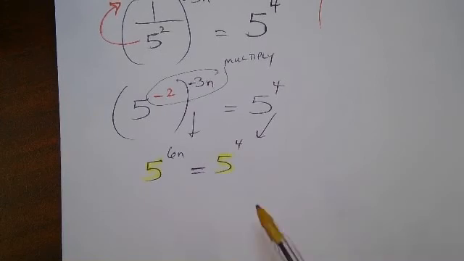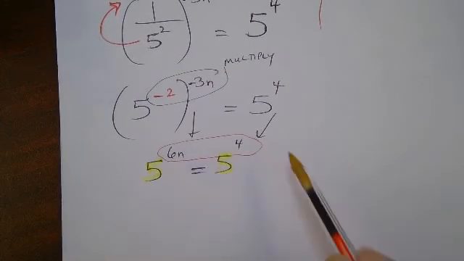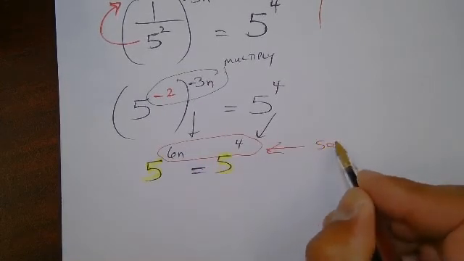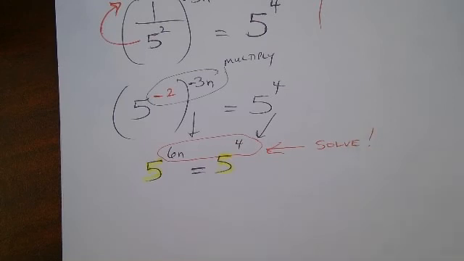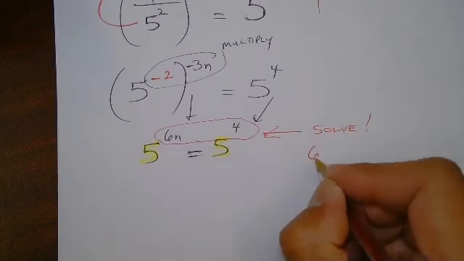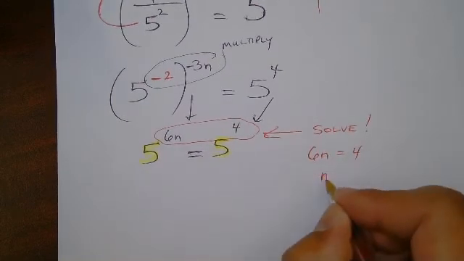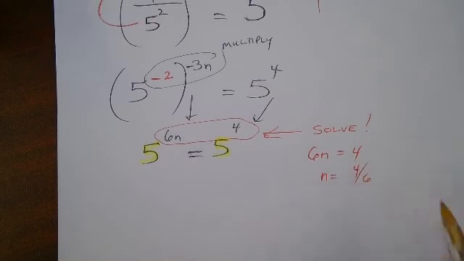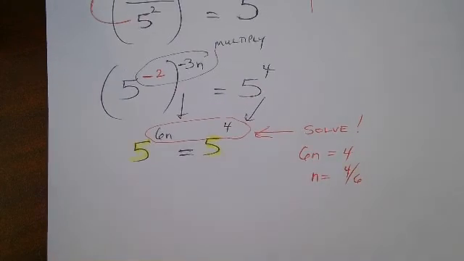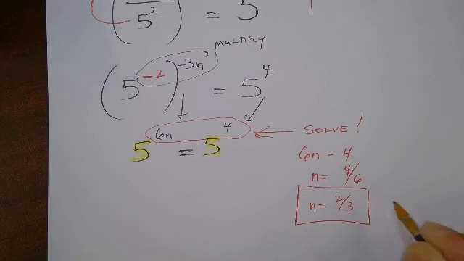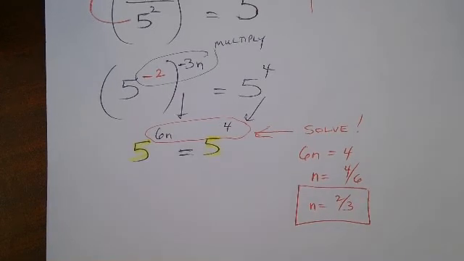And here we go. That was the whole thing, to get the bases to be the same. Once I get the bases to be the same, you solve the equation left up here where the exponents are. That's going to be 6n is equal to 4. That's going to be n is equal to 4 over 6. When you reduce that, it's going to be 2 over 3. Okay, one more like that. That one was pretty good, huh?